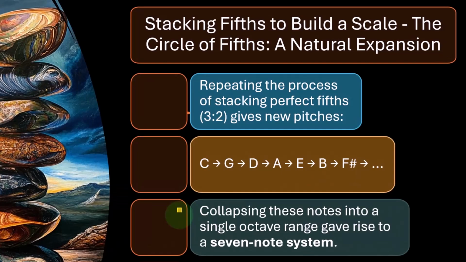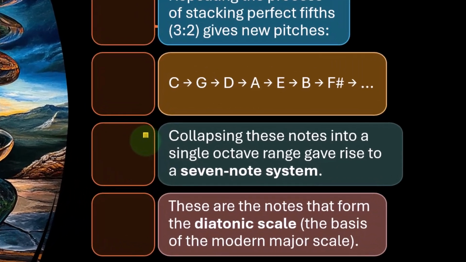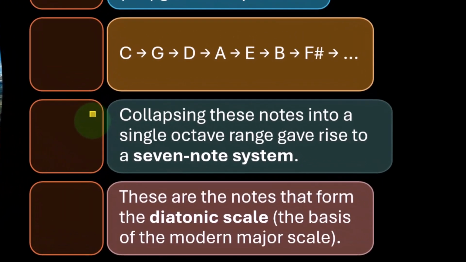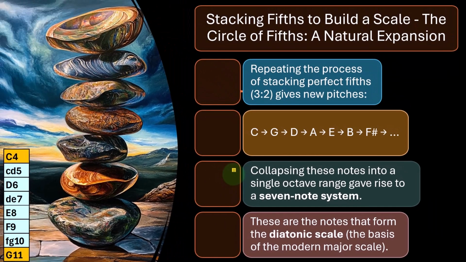Collapsing these notes into a single octave range gave rise to the 7-note system. So these are the notes from the diatonic scale. He did it mathematically, but let's imagine that we know the 12 notes. He didn't know the 12 notes. He's doing this with one string, right? But let's imagine we have the 12 notes and we've divided them out. How would we do this?